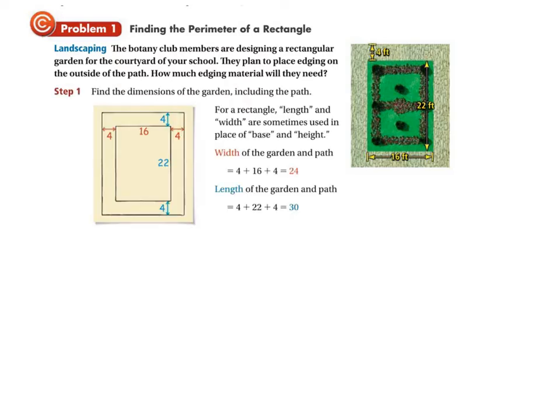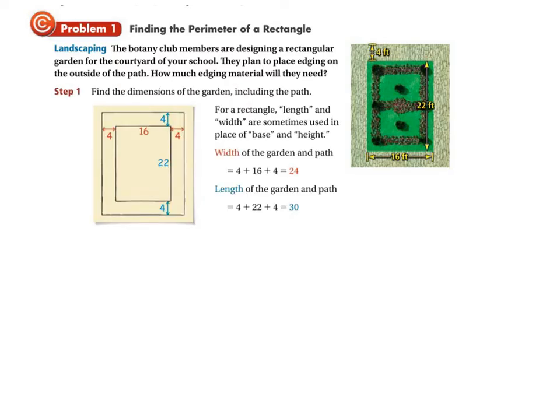All right, so what are we finding here? We're finding the perimeter of the rectangle. They're designing a rectangular garden for the courtyard of their school. Here's the drawing over here and the illustration, and they plan to place edging on the outside. How much edging material will they need? Well, we need to find out what is the edge or the perimeter of this figure. What are we going to do?